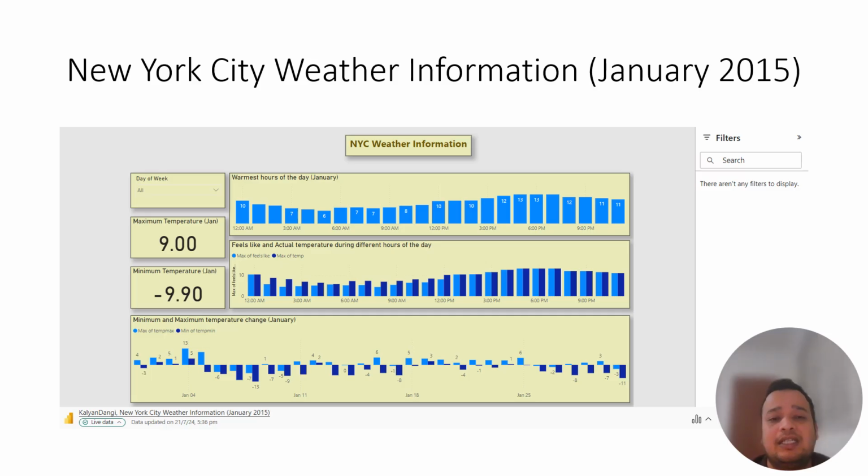The slicer filters the data by the day of the week, allowing us to focus on specific days. The card presents the maximum and minimum temperature of January, providing a quick overview of the key temperature metrics. The cluster column chart displays the warmest hour of the day, compares the feels-like temperature to the actual temperature during different hours of the day, and shows the minimum and maximum temperature changes throughout January.